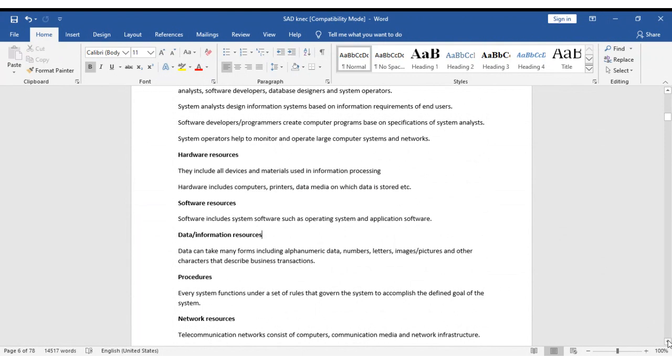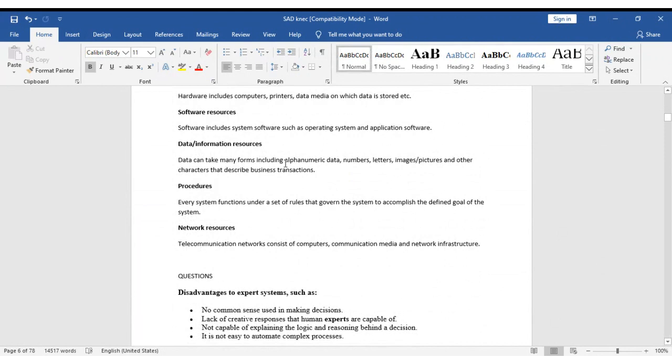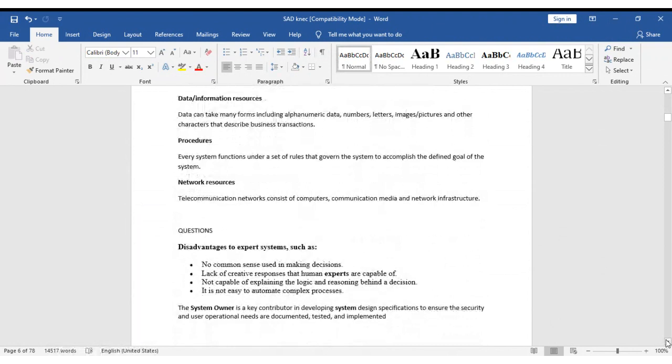Then we have data and information. Data can take many forms, including alphanumeric data, numbers, letters, images, pictures, and other characters that describe a business transaction. Then we have procedures. Every system functions under a set of rules that govern the system to accomplish the defined goal of the system.